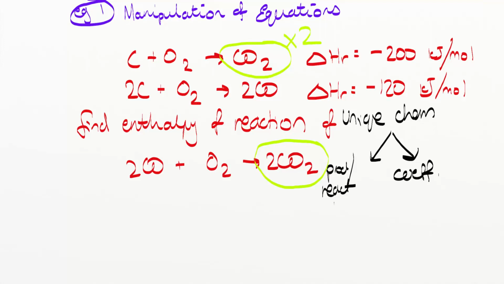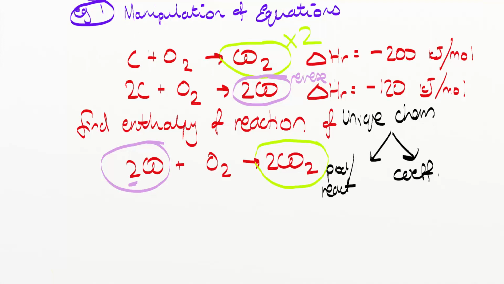Also, if I take a look at carbon monoxide over here, we can see that carbon monoxide in the desired equation has a 2 in front of it, and it is a reactant, whereas carbon monoxide in the given equation is a product. So that makes me think that maybe I need to reverse this equation. Okay, so let's go ahead and make these changes now.